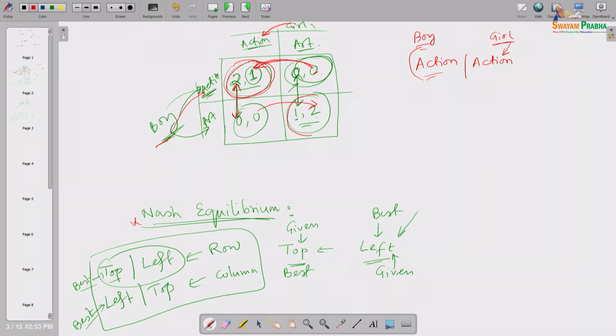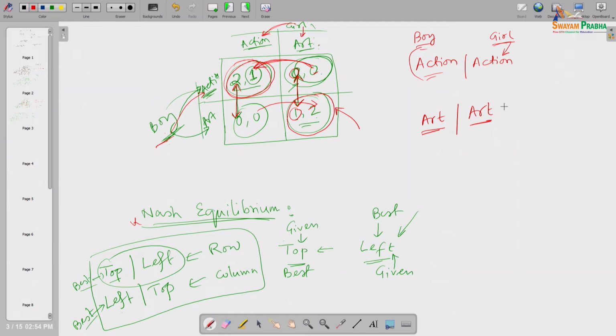In exactly the same way, art is also another Nash equilibrium here. Why? If the boy knows that the girl is going to go for the art film, what is the best strategy for the boy? Because the girl is going to choose art, the boy will compare between these two numbers, 0 and 1. By choosing art, the boy gets more, because by choosing action he will get 0, and by choosing art he will get 1. So art is the best strategy given art from the girl. This is the best for the boy, knowing that art is going to be the girl's choice.